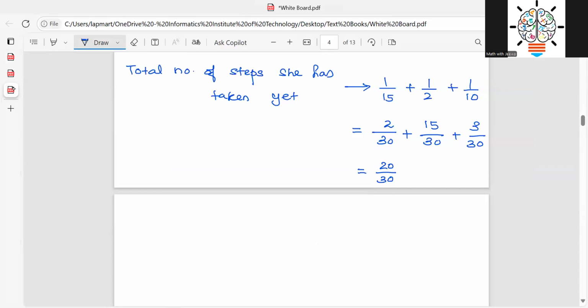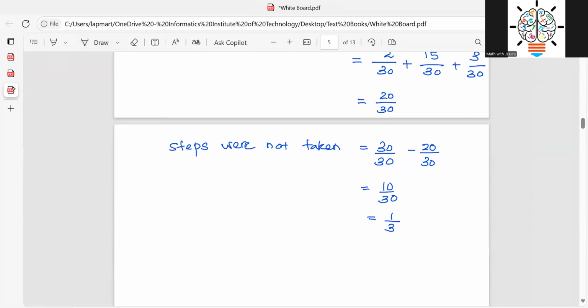So the number of steps not taken should be what? It should be 30 out of 30 from the whole thing, and you deduct 20 out of 30. It gives me 10 out of 30. And you can write 1/3. Okay. So she has not taken that much.